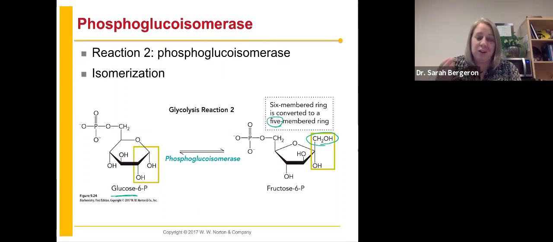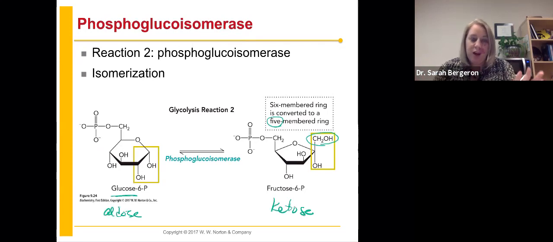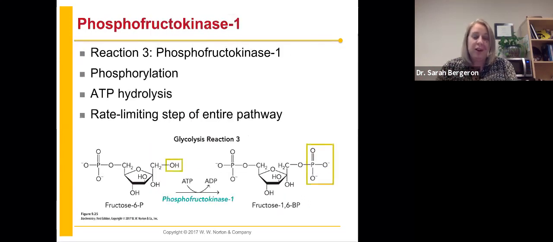So that's the difference between glucose and fructose, right? One is an aldose, one is a ketose. One has an aldehyde, the other has a ketone. So that's just a rearrangement. And now you're going to see more symmetry to the molecule. We now have a carbon over here that can be phosphorylated, which is the whole point of the next enzyme, phosphofructokinase.